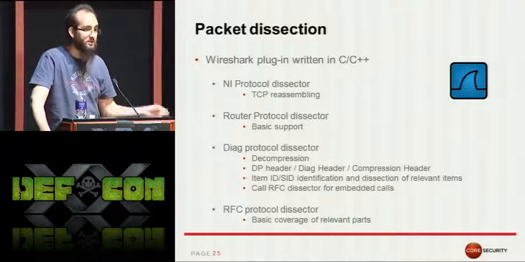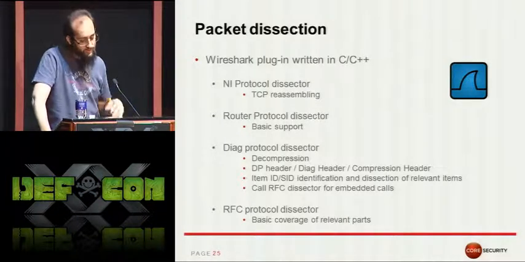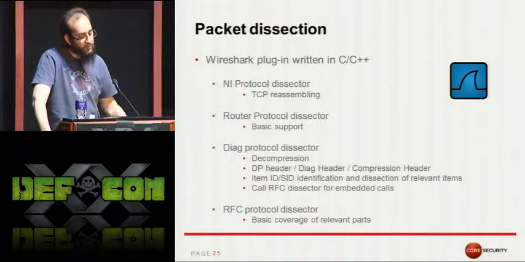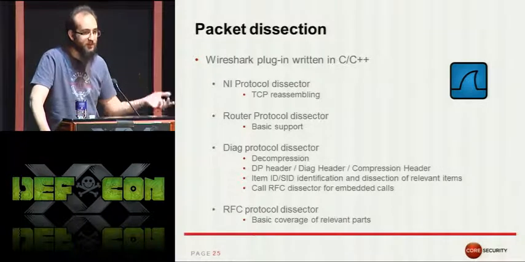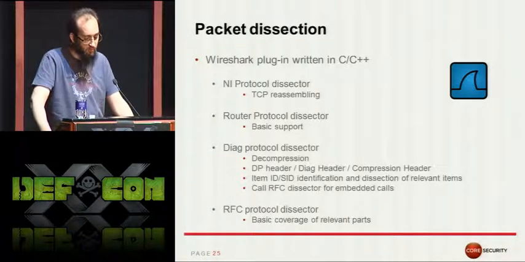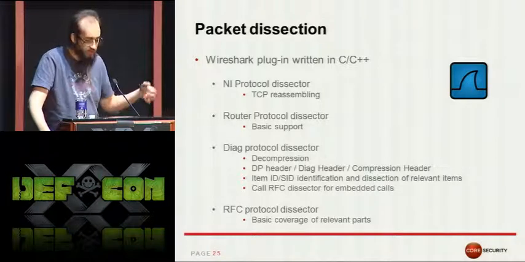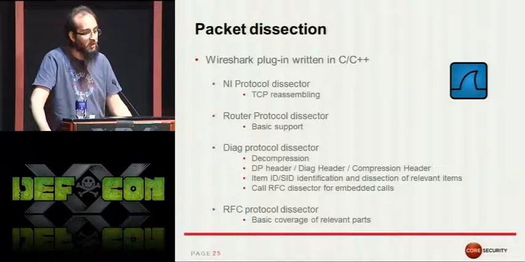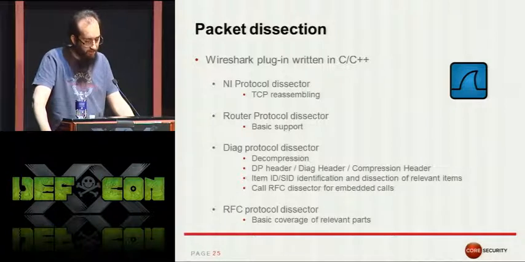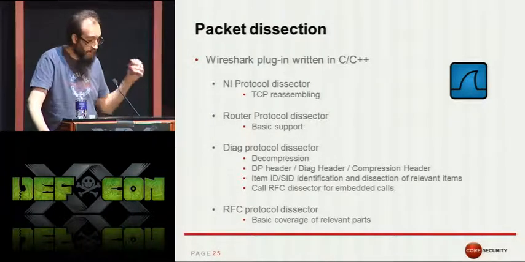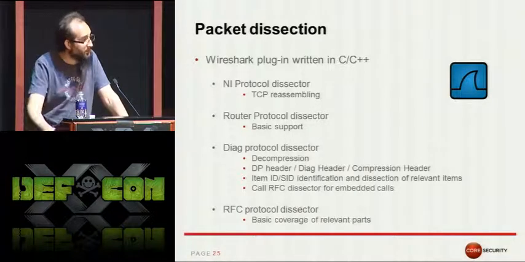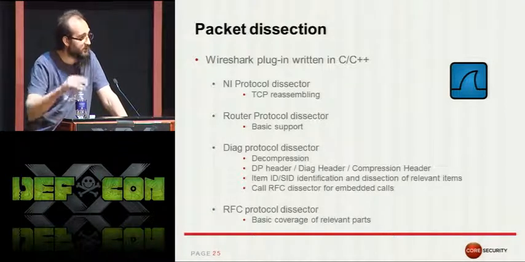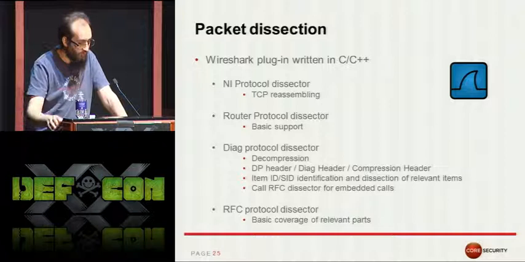It's a plugin written in C and C++, and it has 4 main dissectors. The first one is for the network interface protocol, and it does all the DCP reassembly. Basically, not much. I also include an additional dissector for the router protocol, with some basic support. And then there's the Diag protocol dissector, the most important one, which handles all the decompression and identifies the different parts of the DP header, the Diag header, and the compression header.